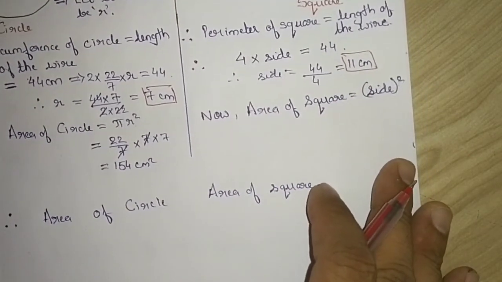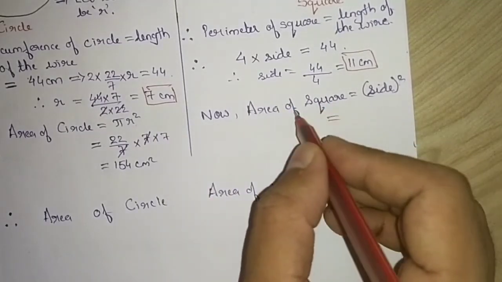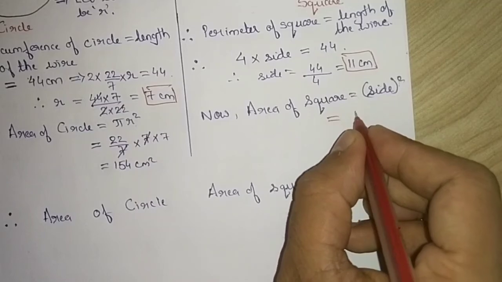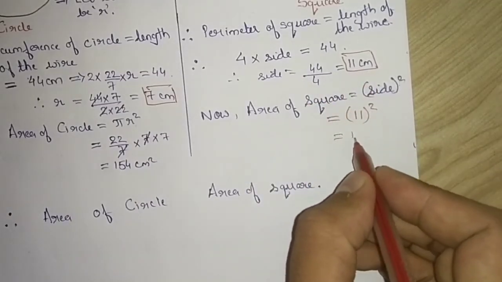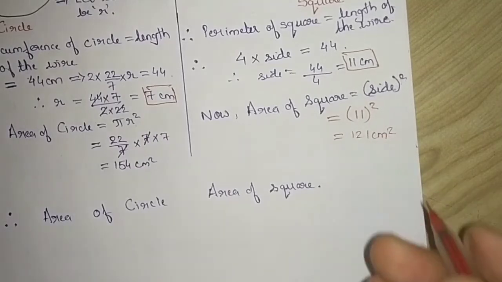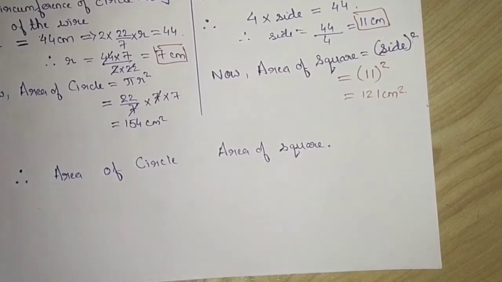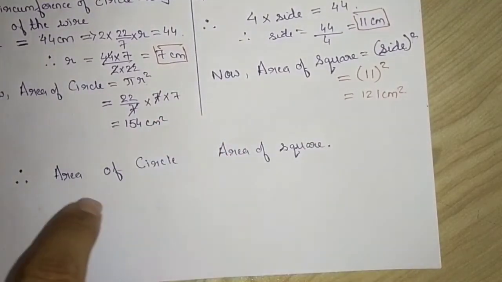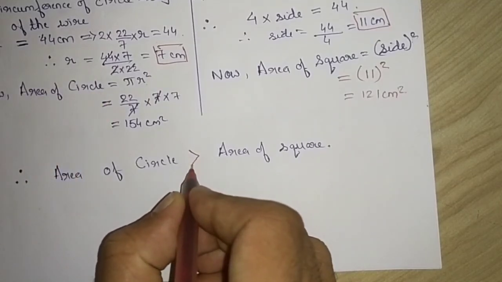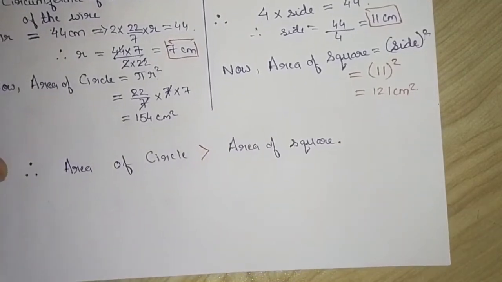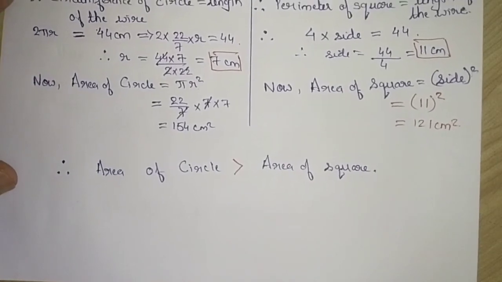Now we will find the area of the square, because we have to compare. So we will write, area of the square is equal to side square. And what is side? We have calculated, it is 11. So 11 square will give me 121 centimeter square. Now comparing these two, we can easily say that the area of the circle is more than the area of the square. Understood? That is what they have asked us in the last question.